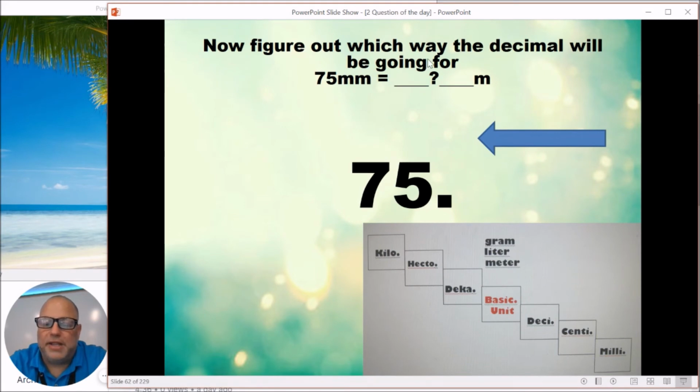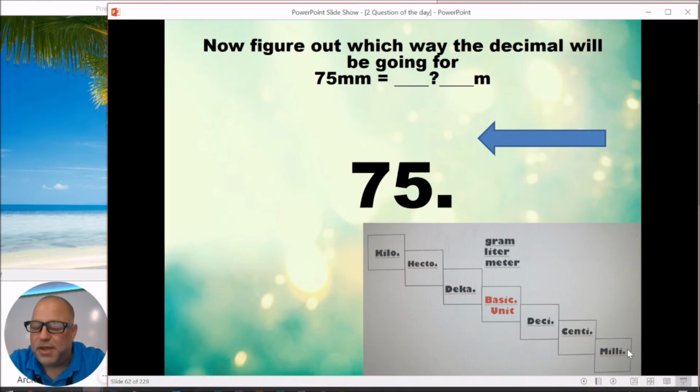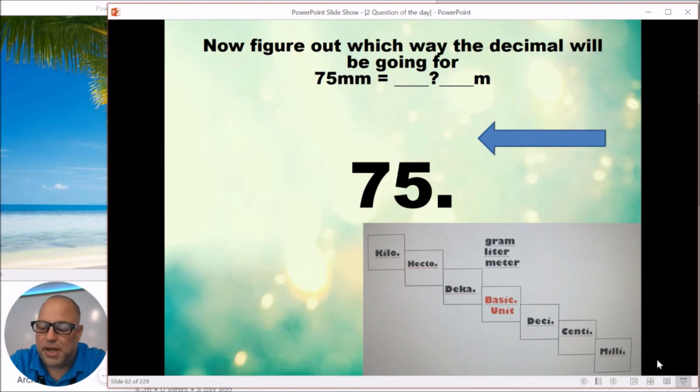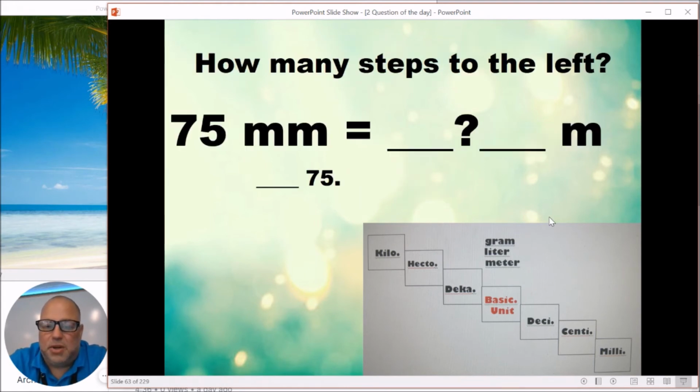Okay, which way is it going? Now we're going from millimeters way down here. That should give you a hint, because I told you we're not going down anymore. Even though the metric system does allow you to go down, in science this year we're not going to go further than 3 steps down or 3 steps up. So the decimal is definitely going that way. It's backwards again. It's going over this way, to the left, basically. So we know that. So next step, how many steps to the left is the next big question.